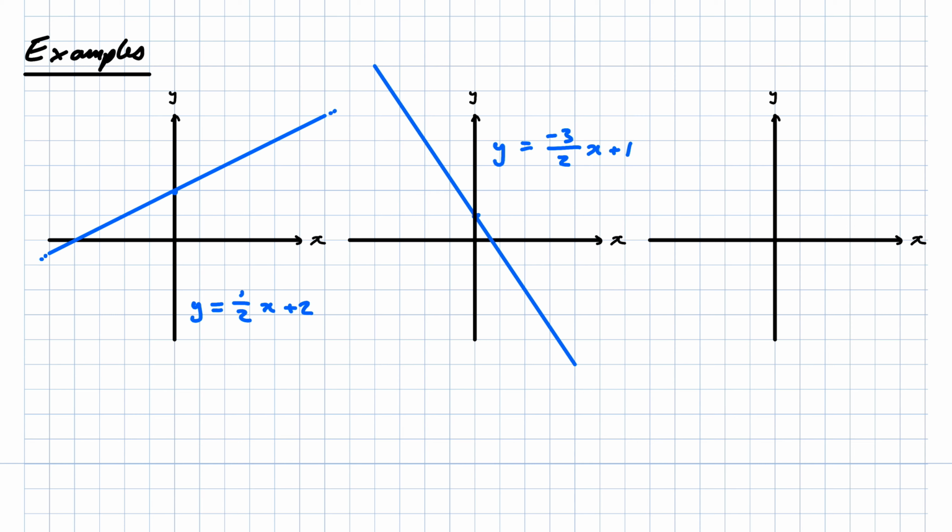Okay, let's do one more just for good measure. Let's do y is equal to just minus 2. So this y is equal to minus 2 is 0 times x minus 2. Okay, so you'd normally write that as just the constant minus 2. So that clearly is the horizontal line at minus 2.